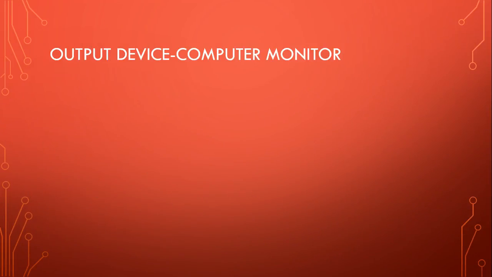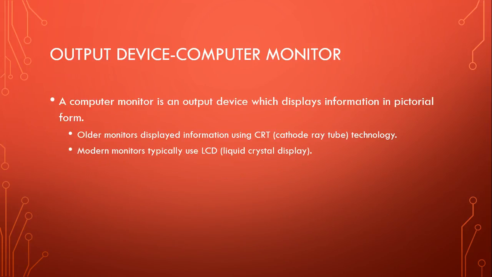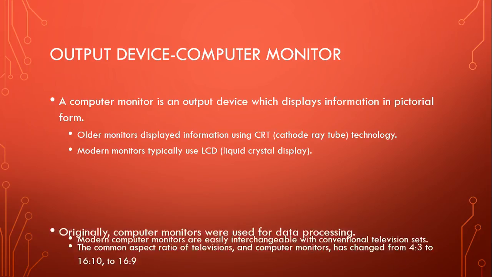So, first one, of course, is the computer monitor, probably one of the most common ones that people are familiar with. A computer monitor is an output device which displays information in pictorial form. Older monitors would display this using CRT technology, or cathode ray tube. Newer monitors use LCD, or liquid crystal display. Things such as smartphones typically don't use LCD, actually, though. They use OLED, which is a newer technology, but as such, it's really expensive to implement, so that's why you typically don't see it in monitors yet. You only see it in smaller devices.